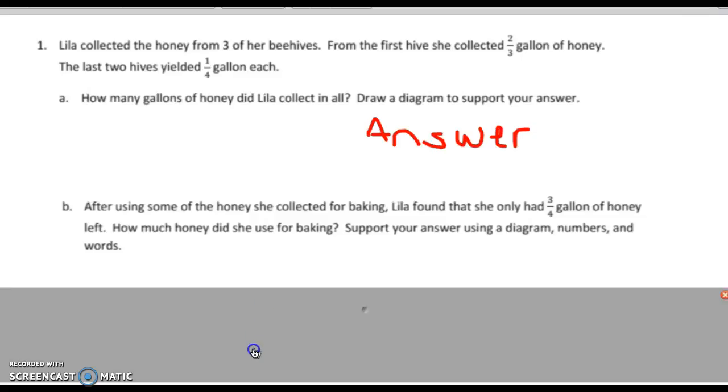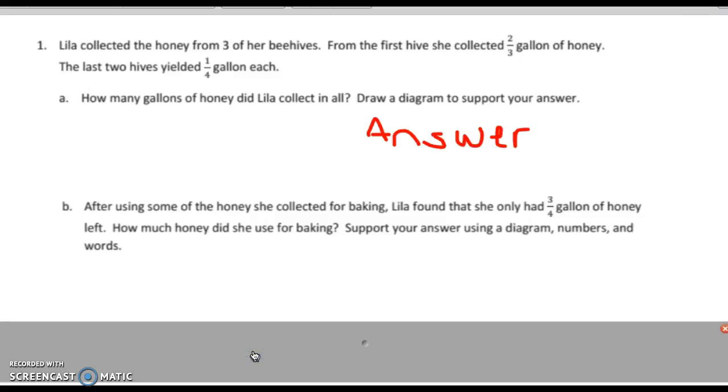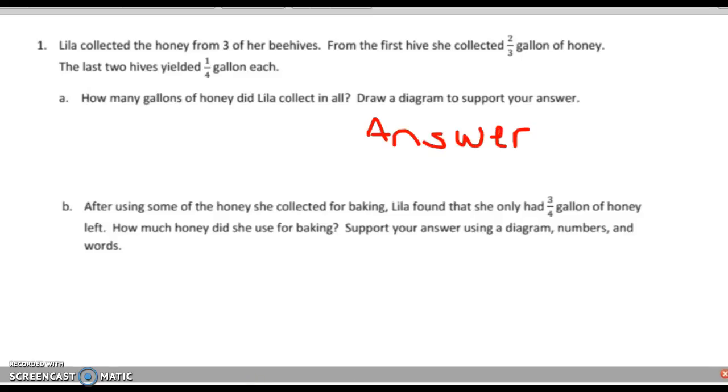question 2. So it says, after using some of the honey she collected for baking, Lila found out that she had only 3/4 of a gallon of honey left. How much honey did she use for baking? Support your answer using a diagram, numbers, and words.